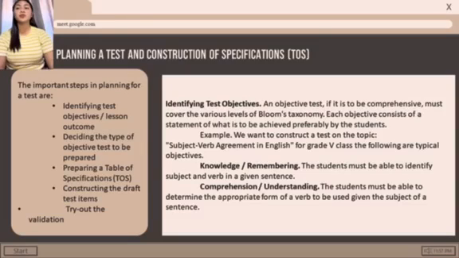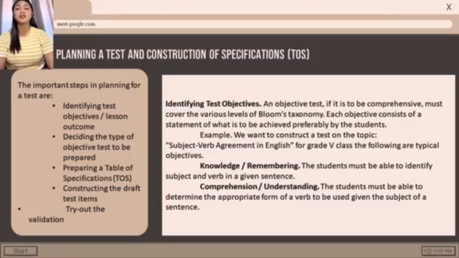So, 5.2, planning a test and constructing the table of specifications or TOS. The important steps in planning for a test are, first, identifying the test objectives, lessons, and outcomes. Second, deciding the type of objective test to be prepared. Third, preparing a table of specifications and constructing the draft of test items. And lastly, trying out and validating.